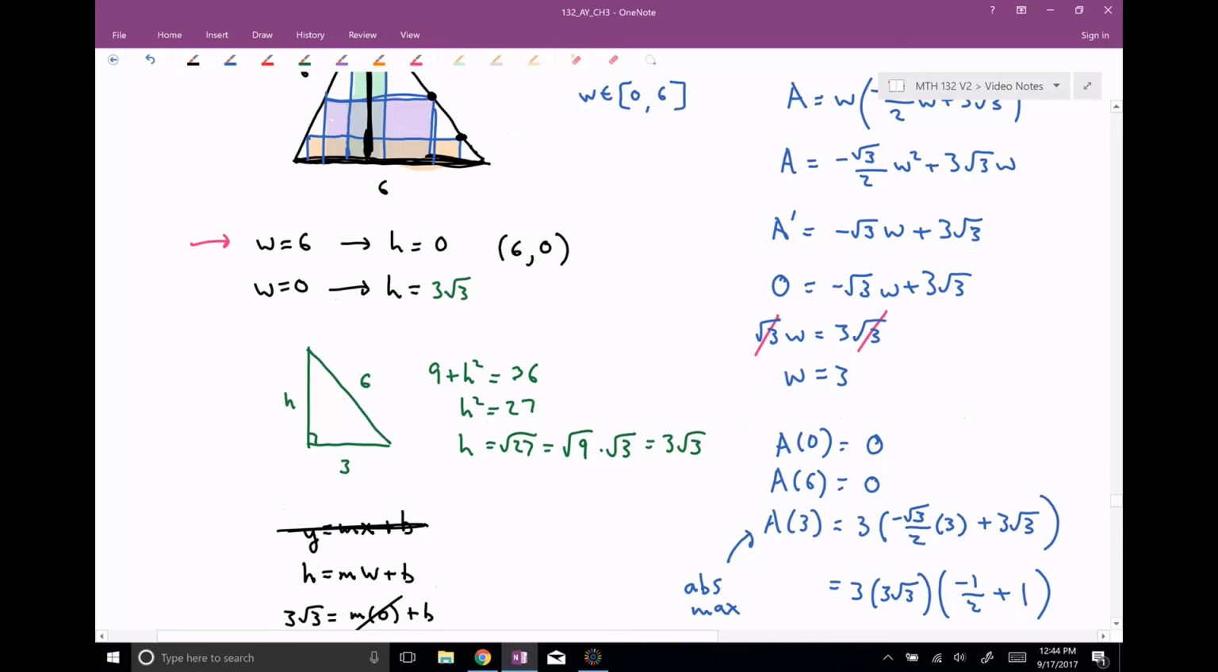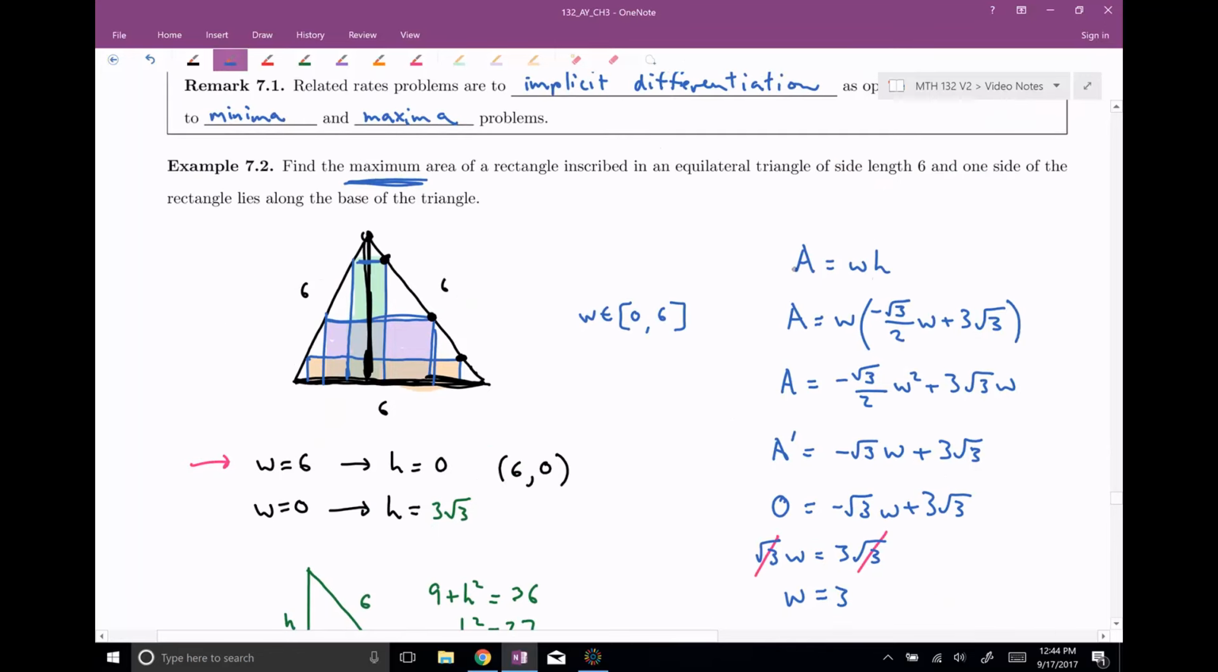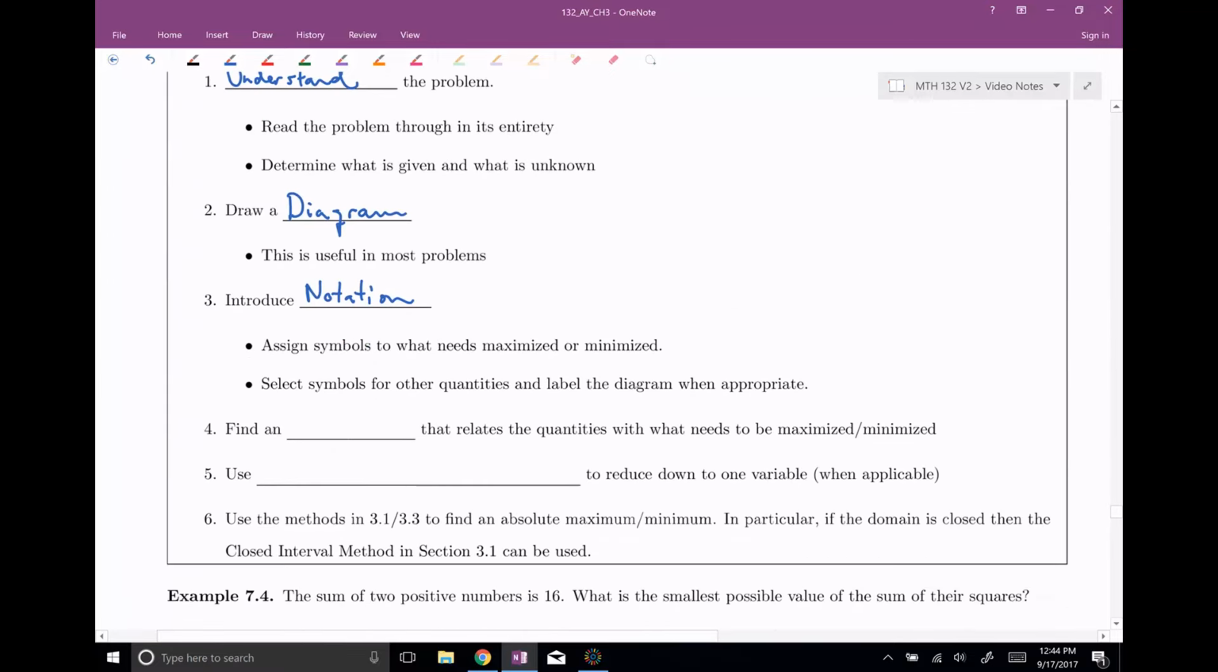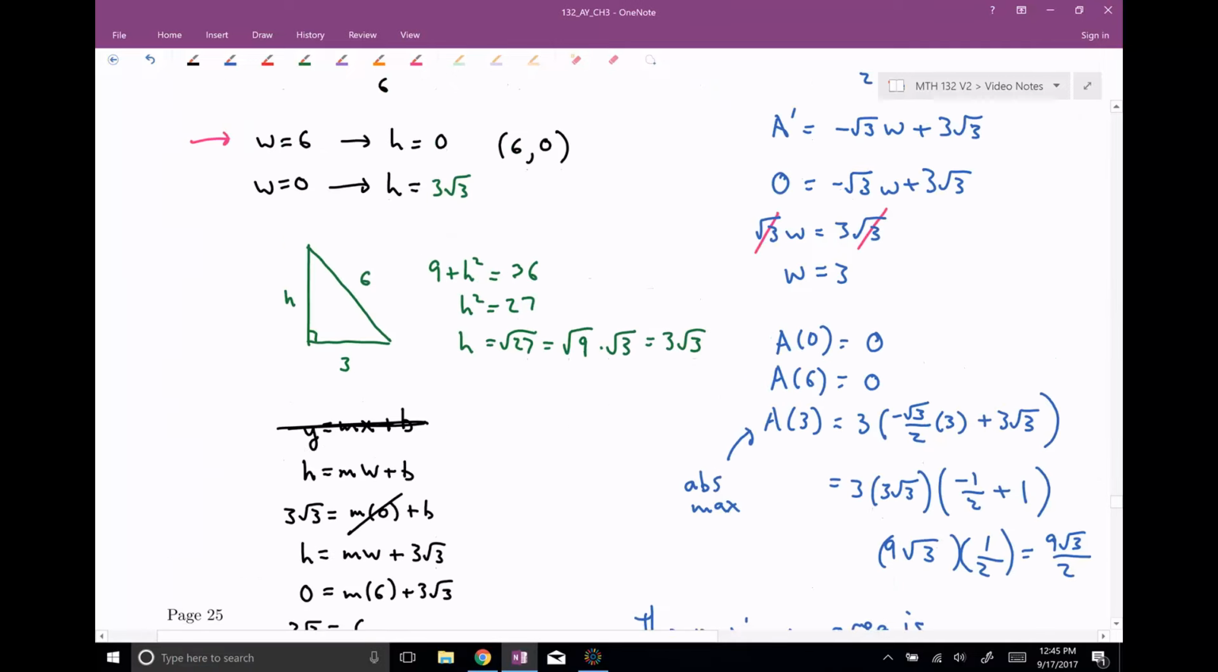So we drew our diagram, then we introduced notation, right? I decided to use W's and H's, but maybe you wanted to use length times width, or maybe X's and Y's, right? But you have to introduce some notation so that we can actually do math with it. So that's our third step. Introduce notation, assign symbols to what needs to be maximized or minimized, select symbols for other quantities, and label the diagram when appropriate. Next up, we wanted to find an equation that relates the quantities with what needs to be maximized or minimized. So in this case, we wanted to minimize or maximize area.